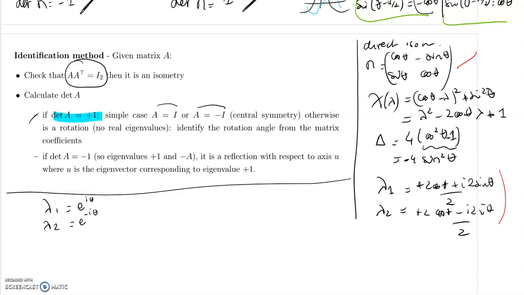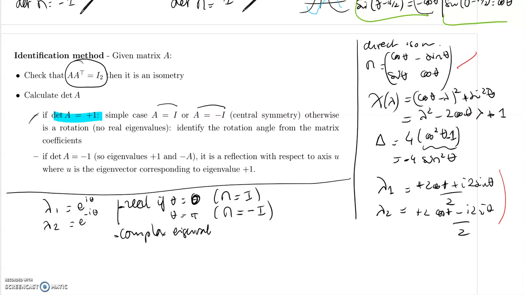Unless theta is equal to 0, and in that case we get that M is actually the identity, and the other case is when theta is equal to pi, and in that case M is equal to minus the identity, and otherwise complex eigenvalues. Okay, and the product of these eigenvalues is of course equal to 1, so that you get a determinant of 1 and you get this direct isometry.